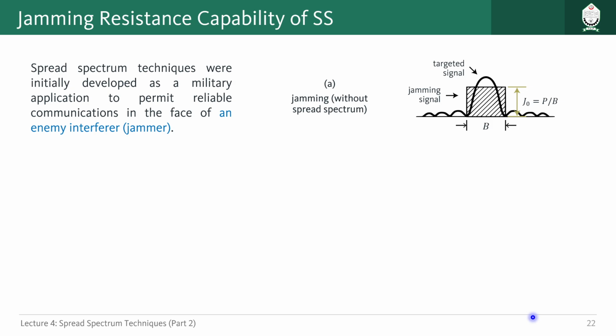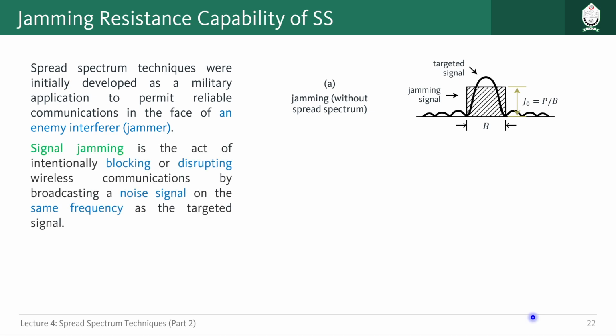First let us start with the jamming resistance capability of spread spectrum. In the last lecture we discussed spread spectrum and said that these kinds of techniques were initially developed for military applications, right, to avoid jamming. So what is jamming? Signal jamming means when we want to block or disrupt some signal by broadcasting a noise signal at the same frequency of the targeted signal, right?